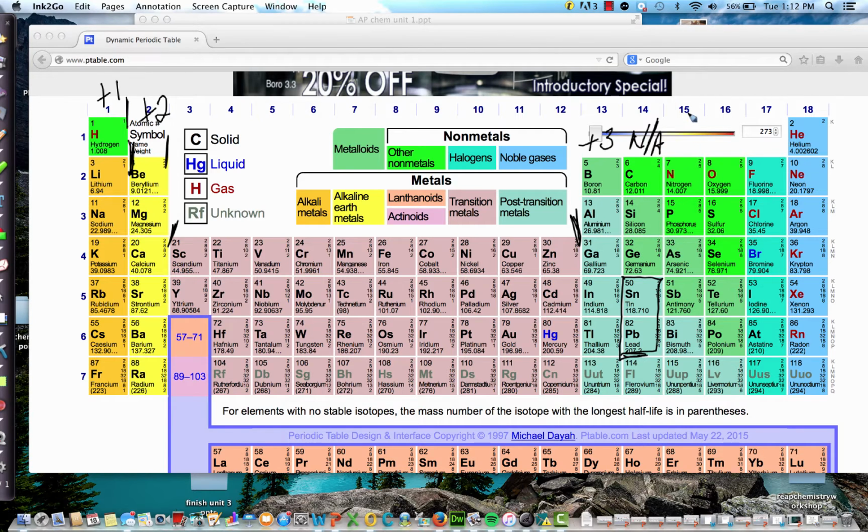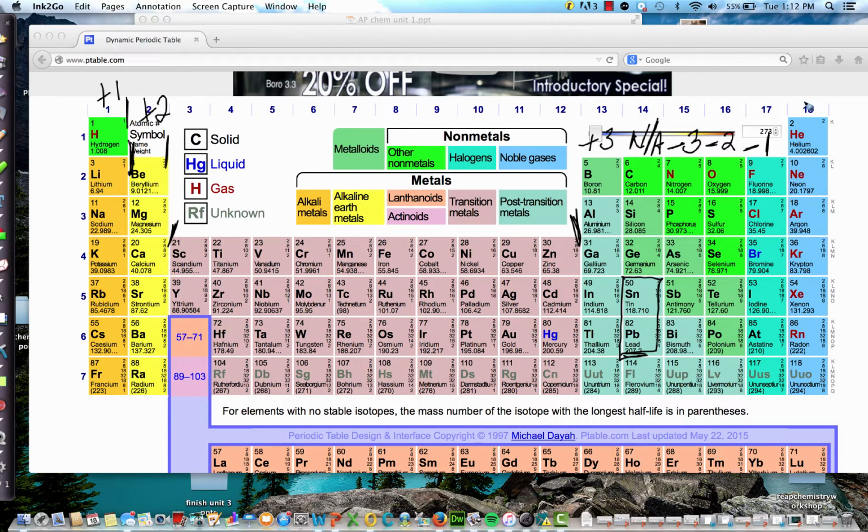Now, when you get to group 15 or 5A, those are mostly nonmetals, so they start to gain electrons. So they are going to be negatively charged. So this would have a -3 charge. Group 16 or group 6A would have a -2 charge. And then group 17 or 7A will have a -1 charge.